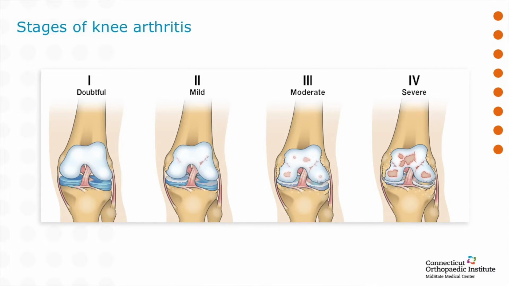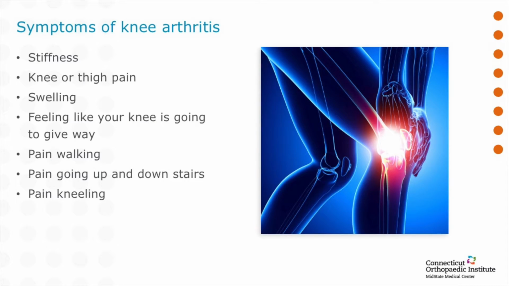Arthritis can go in many stages. It starts very mild, and as it progresses, you get more and more damage to the cartilage and more pain. How do you know if you have arthritis? Patients often report symptoms such as stiffness, oftentimes when getting up and down from a chair, things like knee or thigh pain. You may notice swelling in your knee. Sometimes patients feel like the knee is going to give out. They may also have pain walking, going up and down stairs, or kneeling.